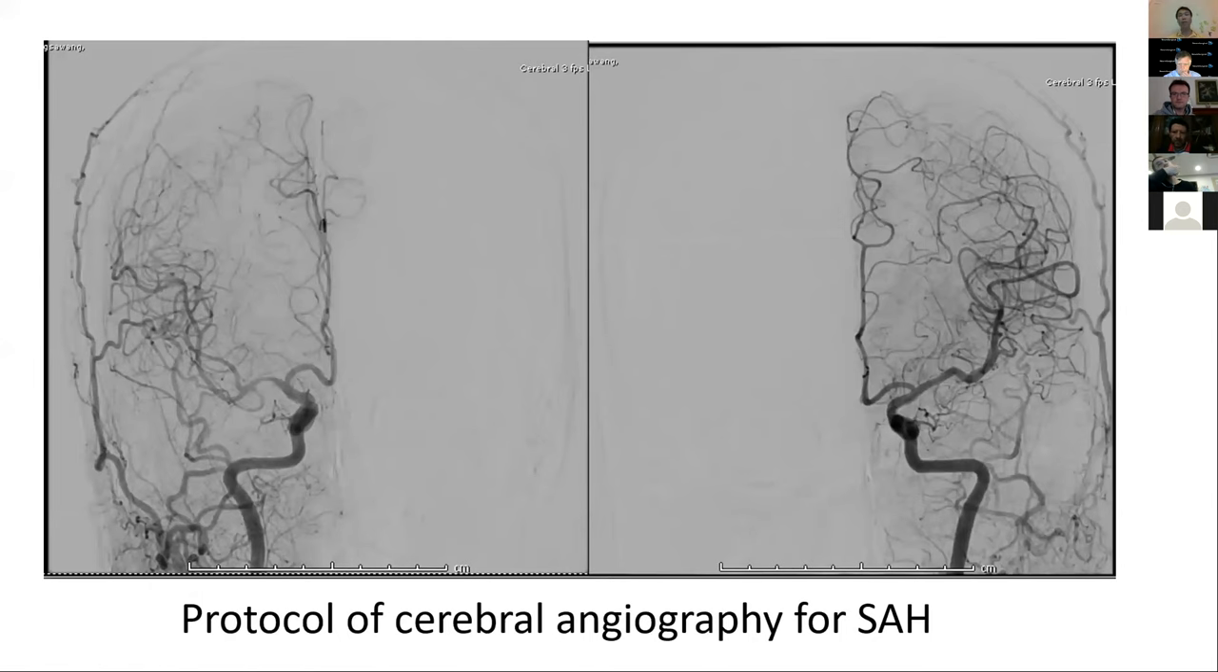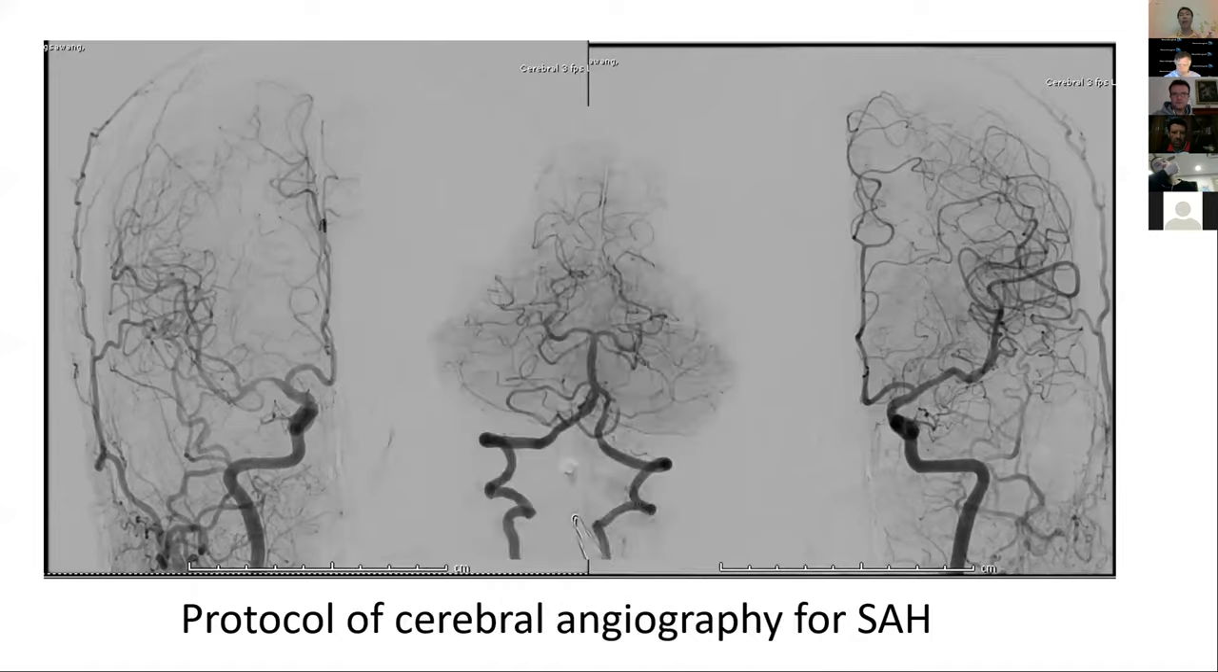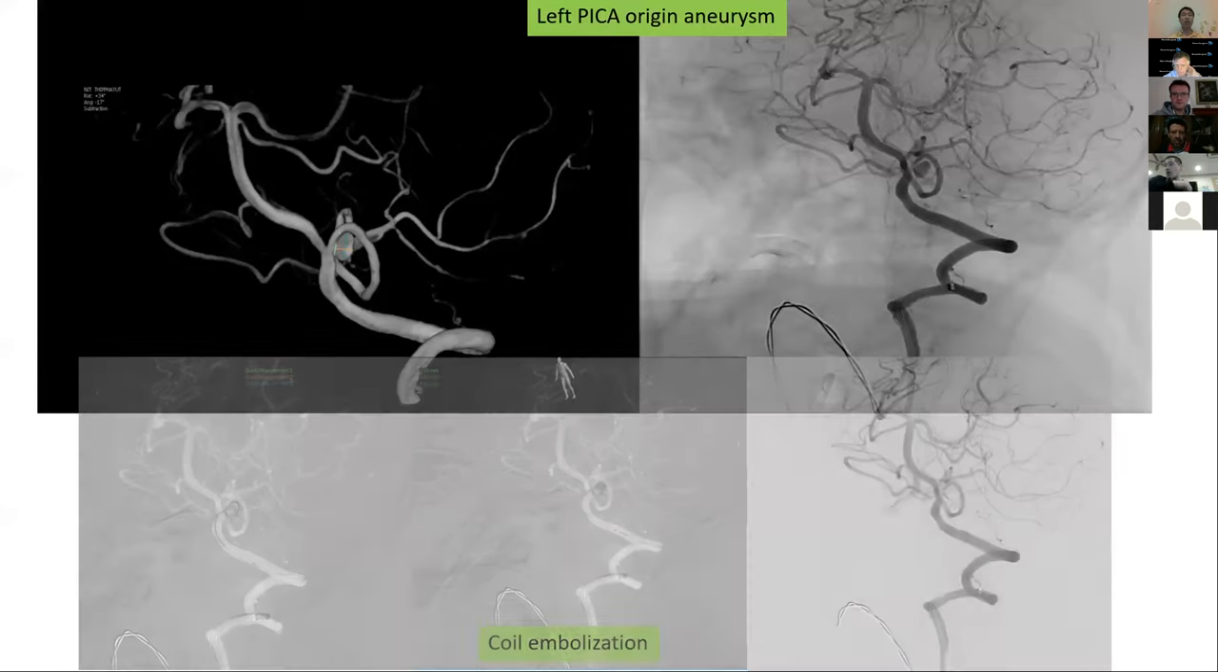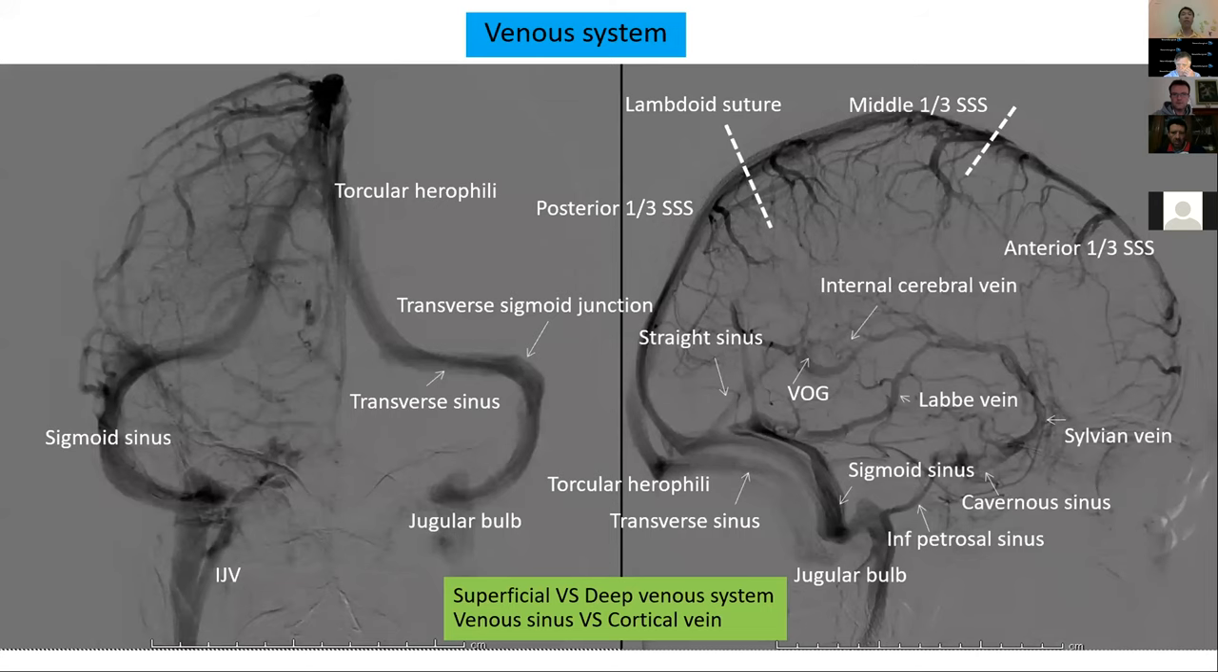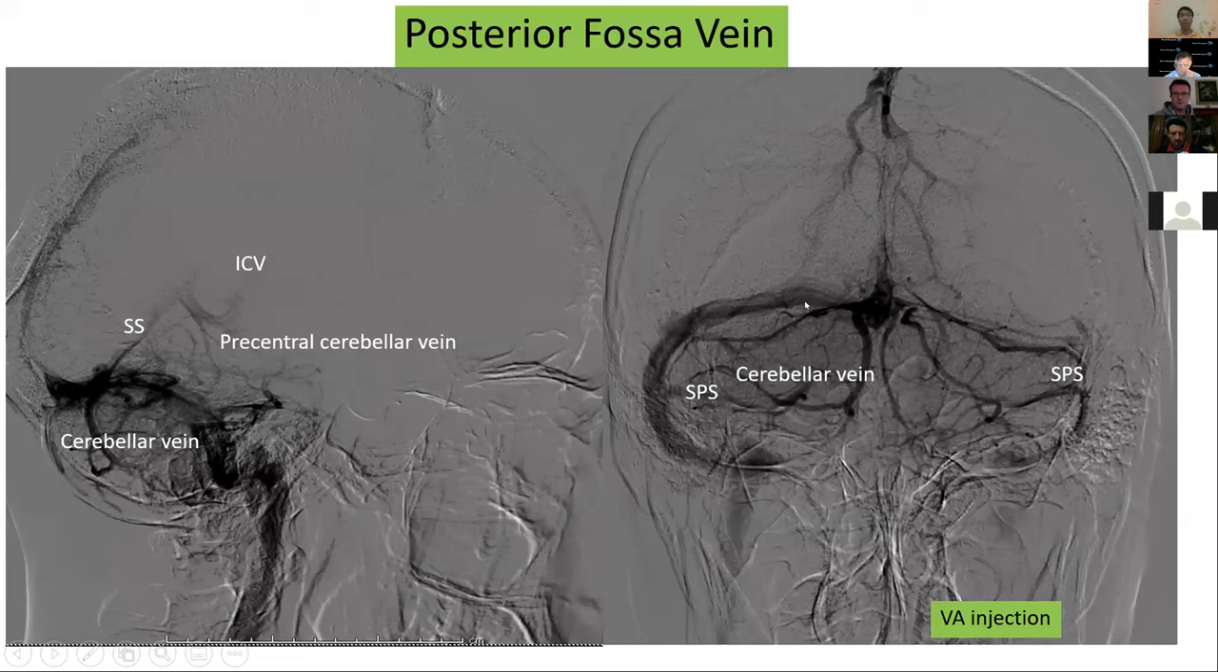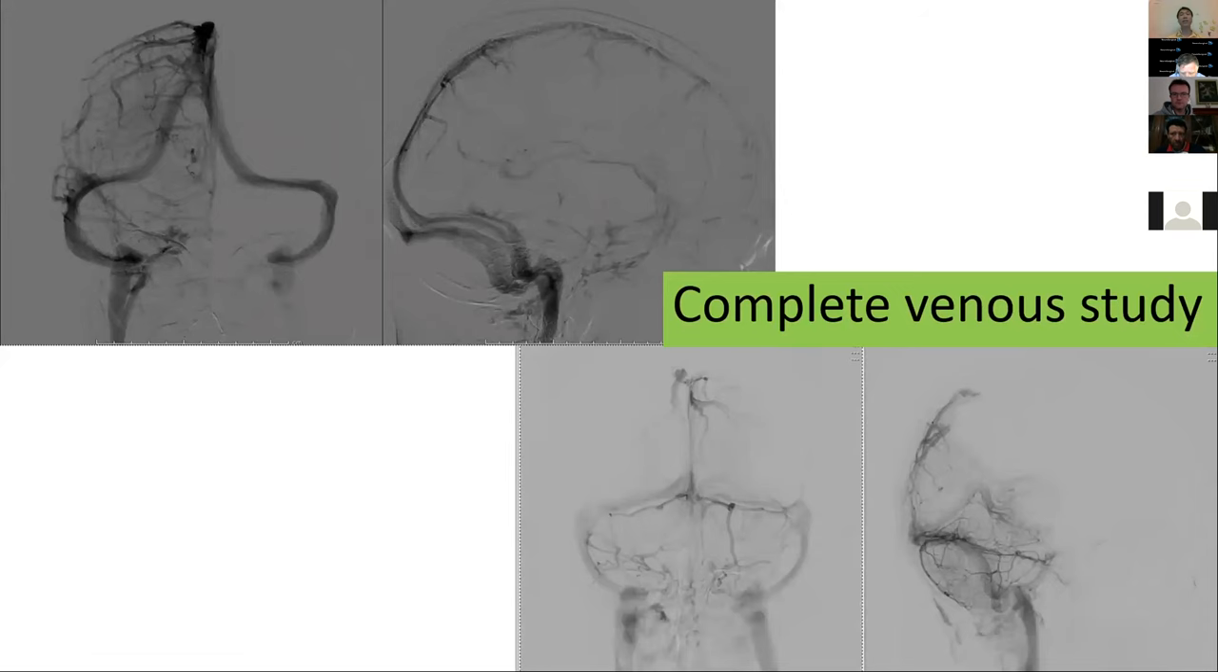The protocol for cerebral angiography for subarachnoid hemorrhage is to perform both common carotid arteries and both VAs like this. I will skip to the venous study. We see the superior and deep venous systems that you know before. But if we want to study the posterior venous system, we should perform from the vertebral arterial system. We can see the posterior fossa veins. So if we want to study the venous system, we should perform cerebral angiogram of both ICAs and both VAs.